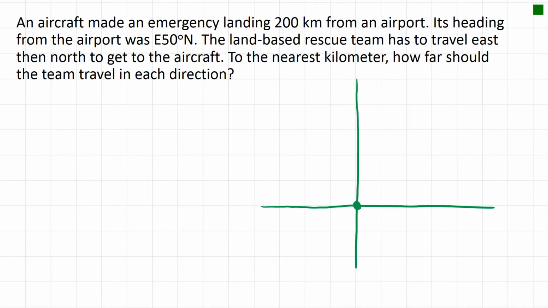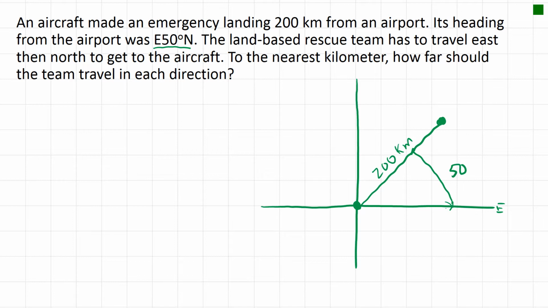landing was made in a direction east 50 degrees north. That means you start going east and then you go 50 degrees towards the north. So the plane lands in that direction, where this distance is 200 kilometers.